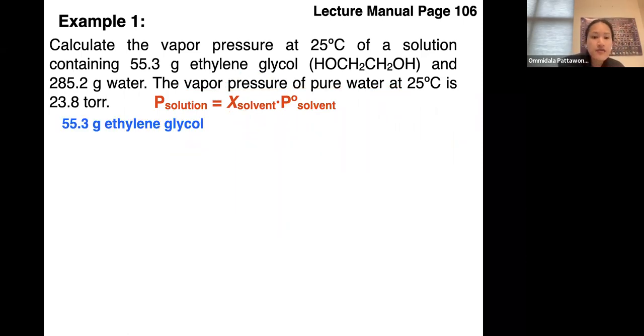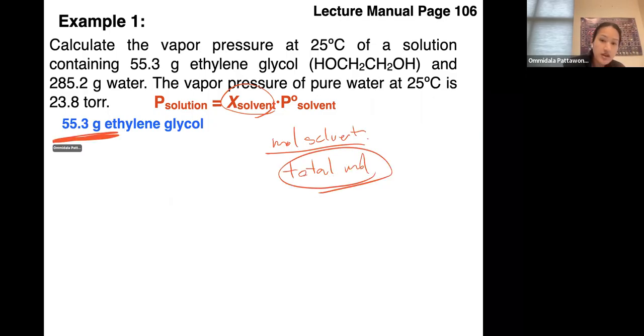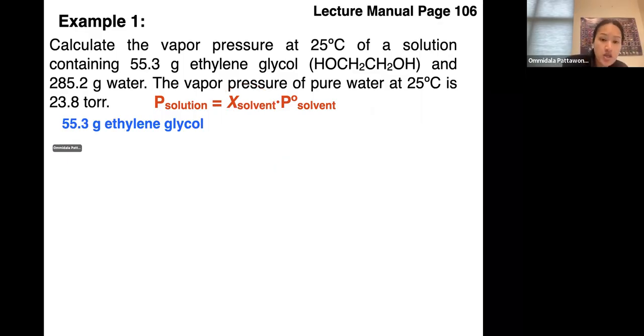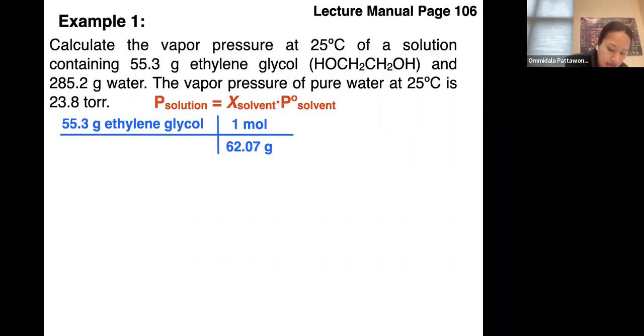In order to find the mole fraction of the solvent, remember the mole fraction of the solvent is going to equal the mole of the solvent over the total mole. So in order to find the total mole, you will need to convert grams of the solute into mole of solute first. By adding all this up together, you are going to get 62.007 grams in 1 mole, so convert that to mole. This is going to be mole of ethylene glycol.